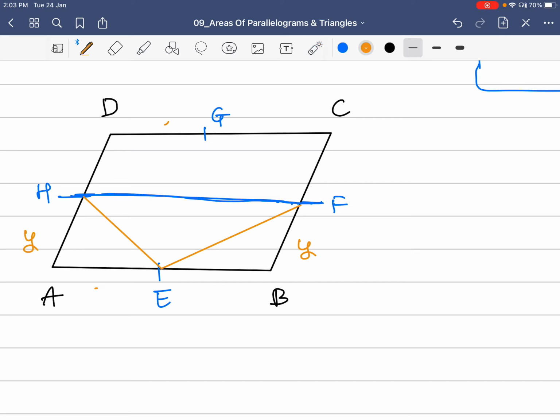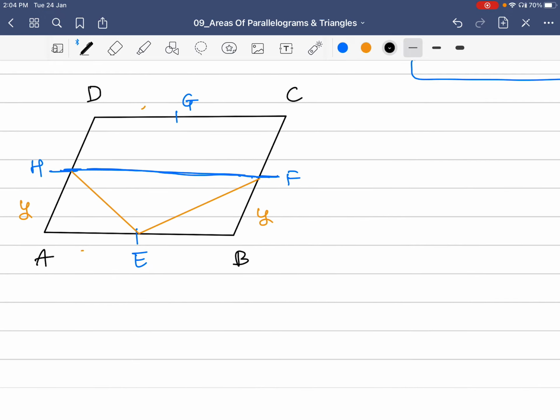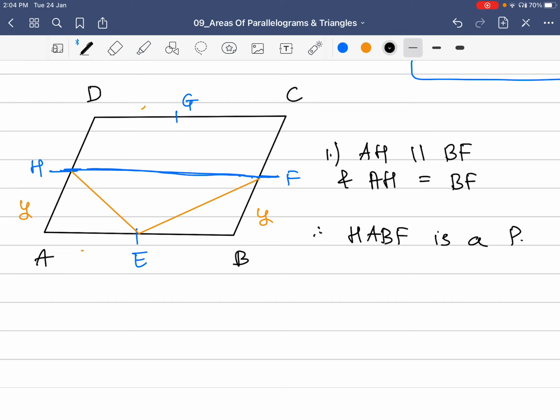So let me make a note of it. I'm just going to quickly note down the points. So first point is that AH is parallel to BF and AH is equal to BF. Therefore, HABF is a parallelogram. Okay, so once we know it's a parallelogram, then point number two is line HF is parallel to line AB. Why? Because they're opposite sides of a parallelogram.